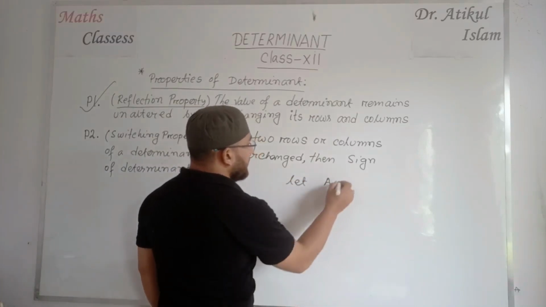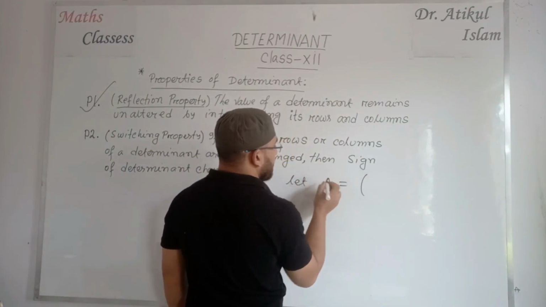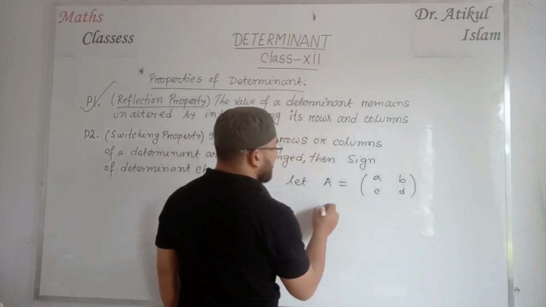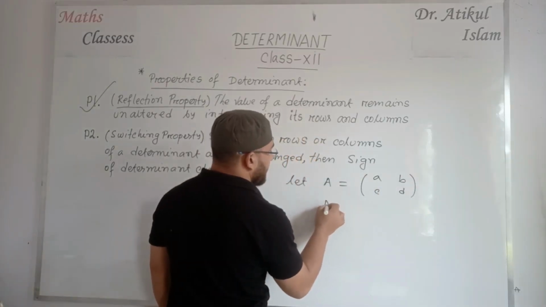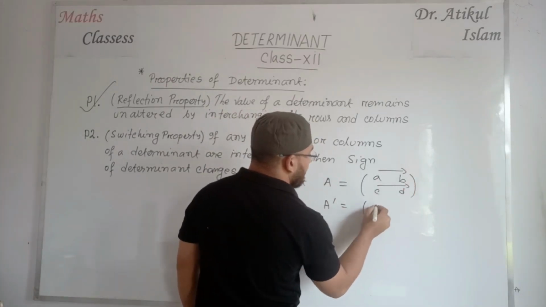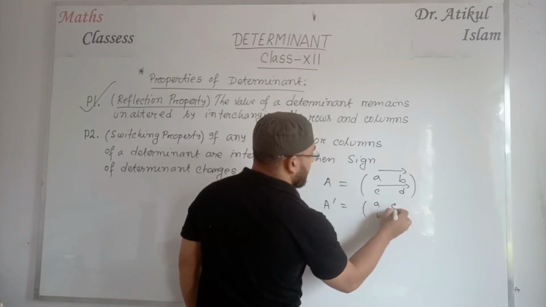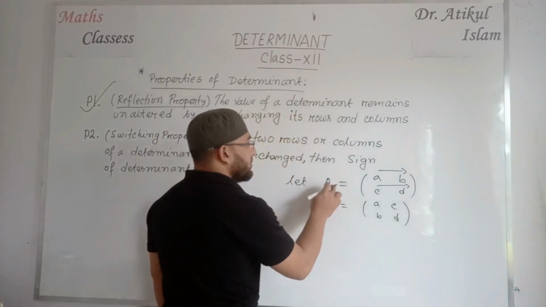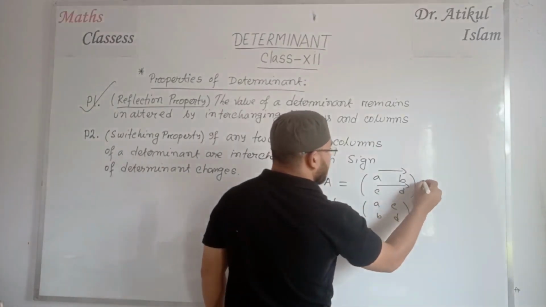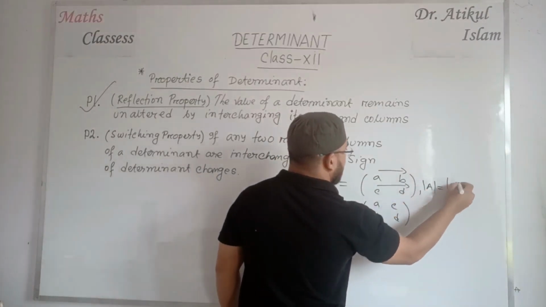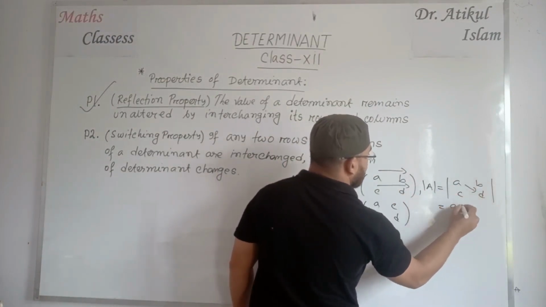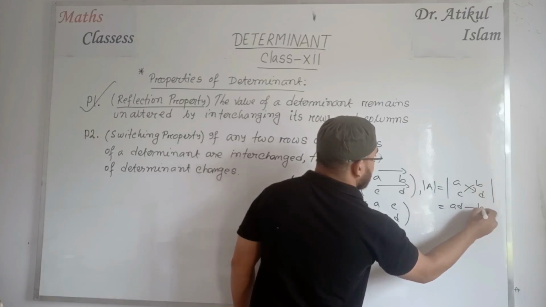Suppose you have a matrix A with rows a, b and c, d. Now your A dash will be, convert the rows into columns, so this is nothing but the transpose of the matrix capital A. Now find the determinant value of A. If you find the determinant value of a, b, c, d, it will be ad minus bc.